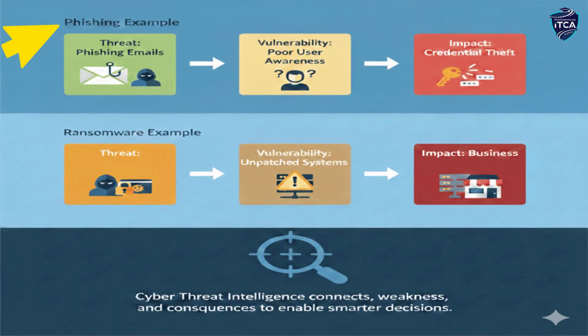Consider a phishing example. The threat is phishing emails. The vulnerability is poor user awareness. The impact is credential theft. Or consider ransomware. The threat is a ransomware group. The vulnerability is unpatched systems. The impact is business shutdown. CTI helps organizations understand these relationships clearly so they can act intelligently.